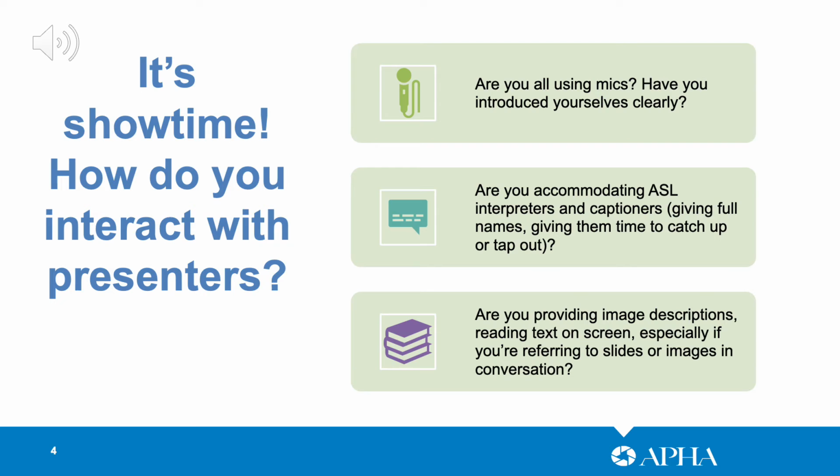Are you accommodating ASL interpreters and captioners? This includes spelling out names and acronyms and also giving time for ASL interpreters to tap out if you notice that they're switching. And are you providing image descriptions and reading text on the screen, especially when you're having a back and forth conversation while you're referring to images on the screen and not just saying this chart, that graph, but actually describing the charts and graphs that you're talking about to the audience.